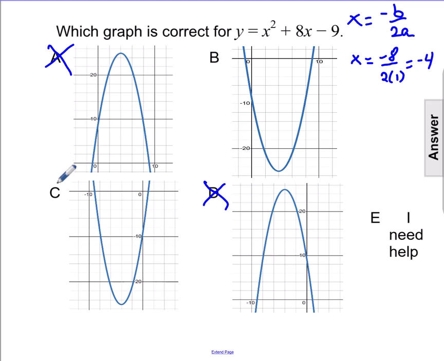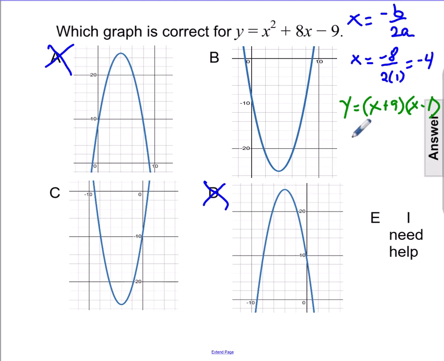The alternate way of solving this is we could factor this. Let me change my pen color here. We could factor this into x plus 9 and x minus 1. Okay, so if I factor this quadratic, I would get these two binomial factors, x plus 9, x minus 1.